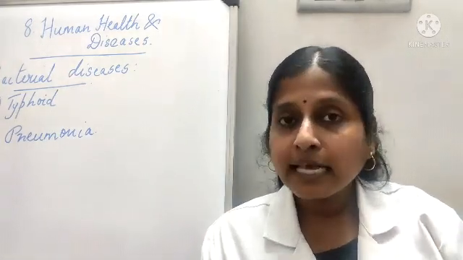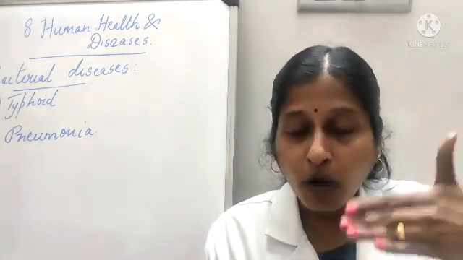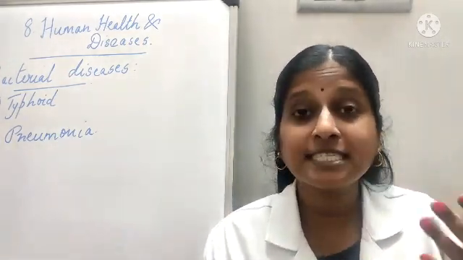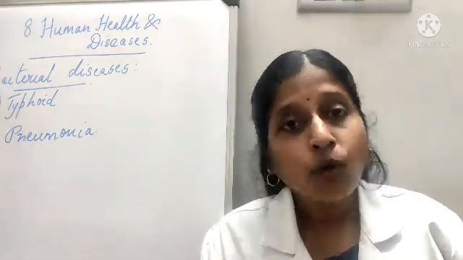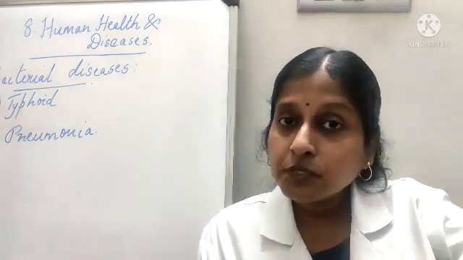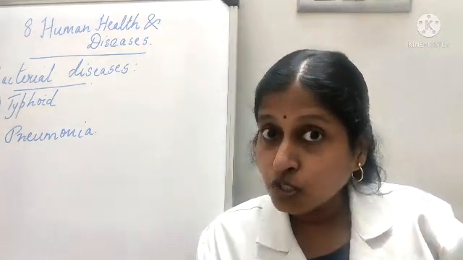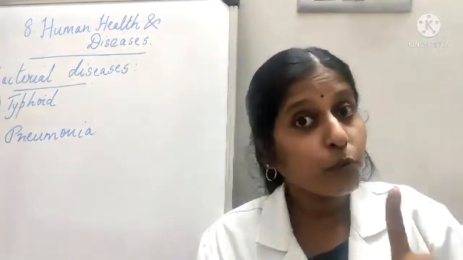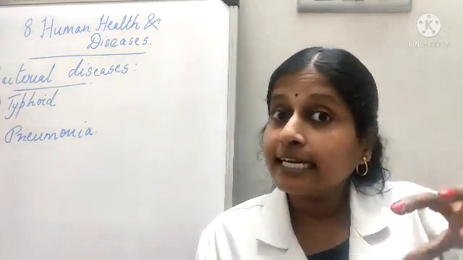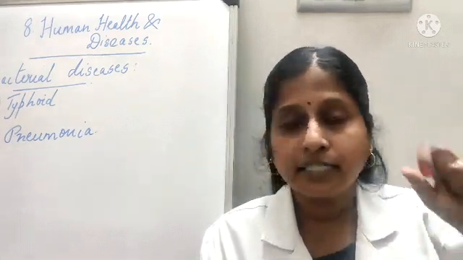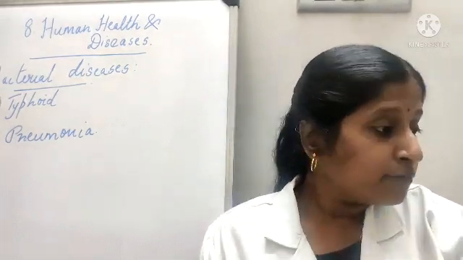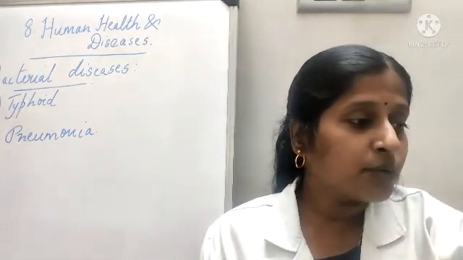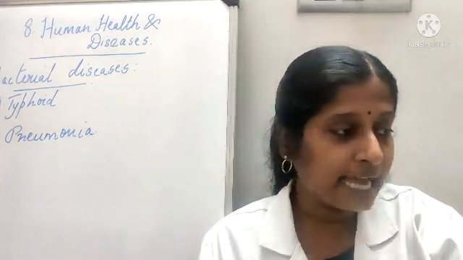So the Salmonella typhi enters, the mode of transfer, how it is entering into my body, is through contaminated food or contaminated water. Understood? So when this Salmonella typhi goes into my body, it goes into the small intestine. From the small intestine, it gets absorbed by the blood and spreads throughout the body. Is that clear?